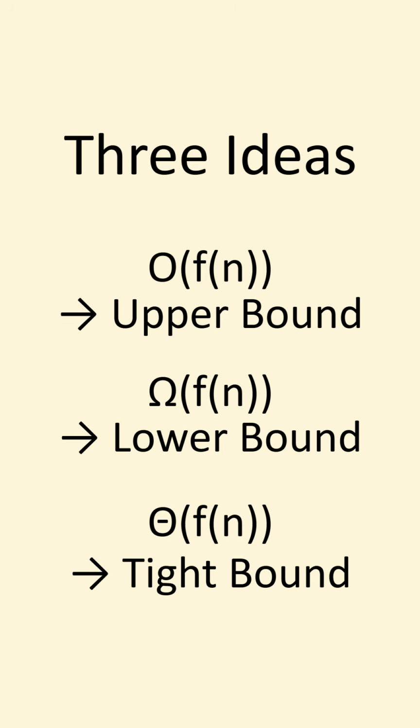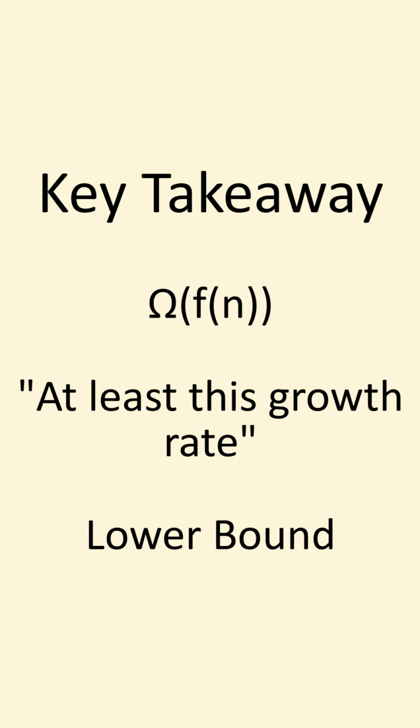So we have three important ideas: big O for an upper bound, omega for a lower bound, and theta for a tight bound. Remember, omega notation describes a lower bound on the asymptotic growth of an algorithm's resource uses.